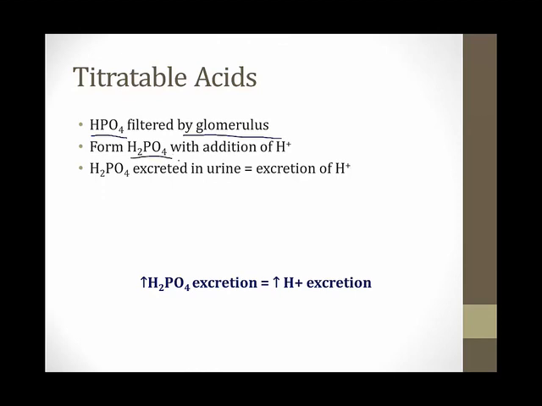It then forms the dihydrogenated form by addition of a proton. Then that dihydrogenated form goes out in the urine, and when it does so, it is carrying a proton. In other words, it is carrying acid with it. What this means is there is increased excretion of the dihydrogenated phosphate form anytime the kidneys are excreting more acid.